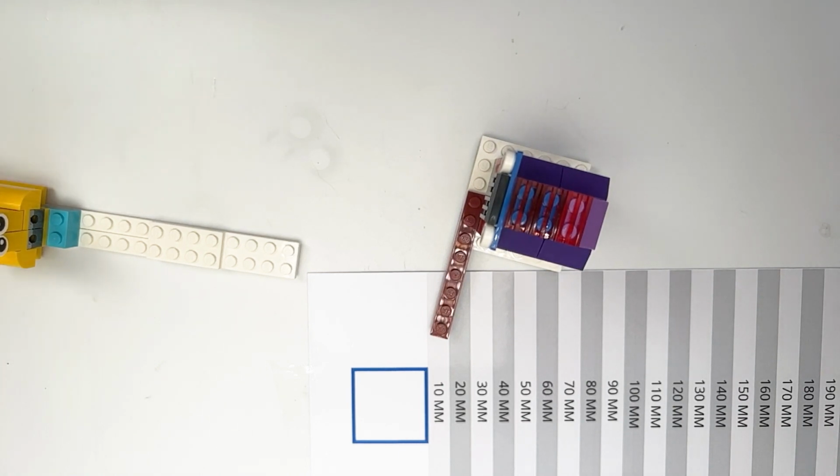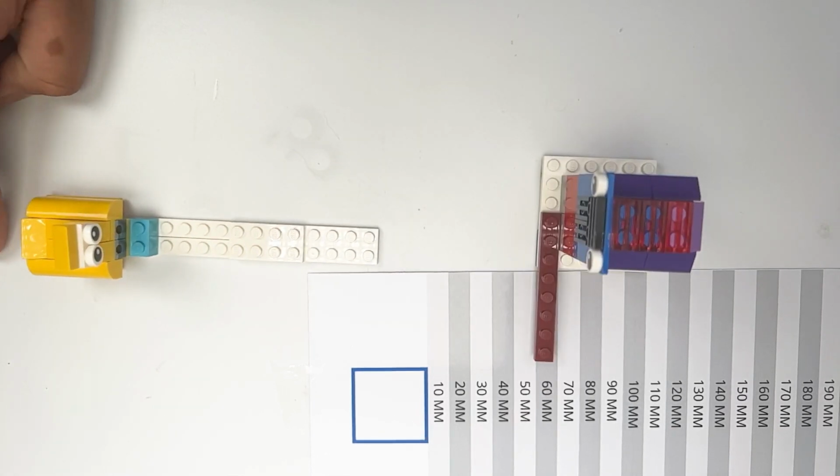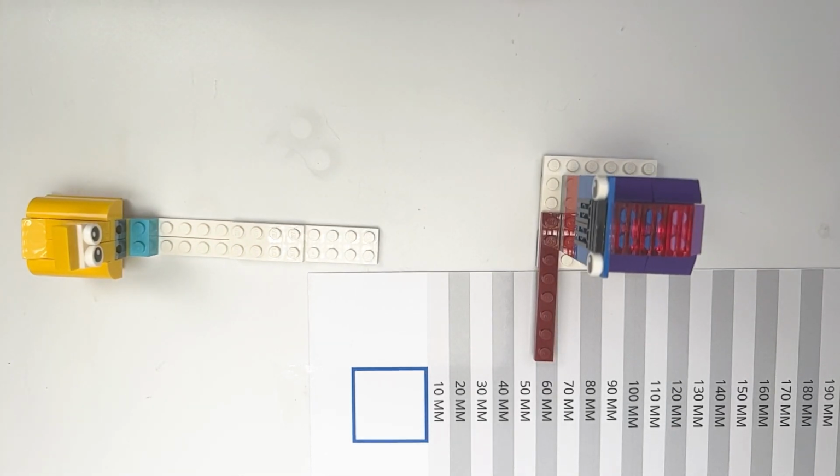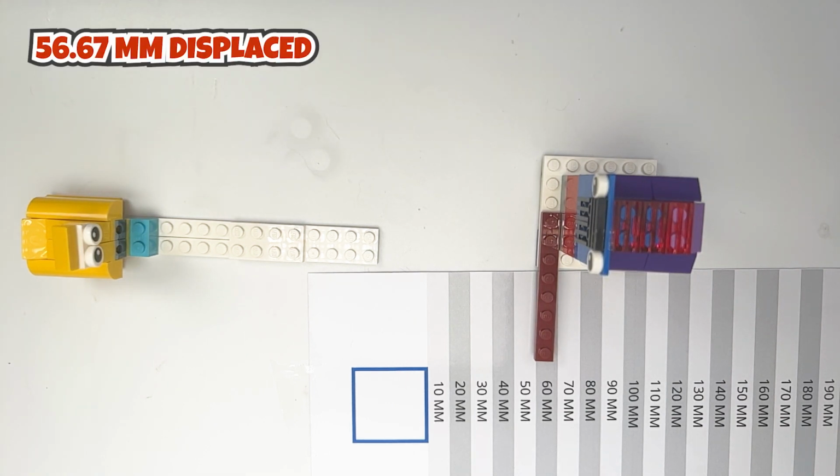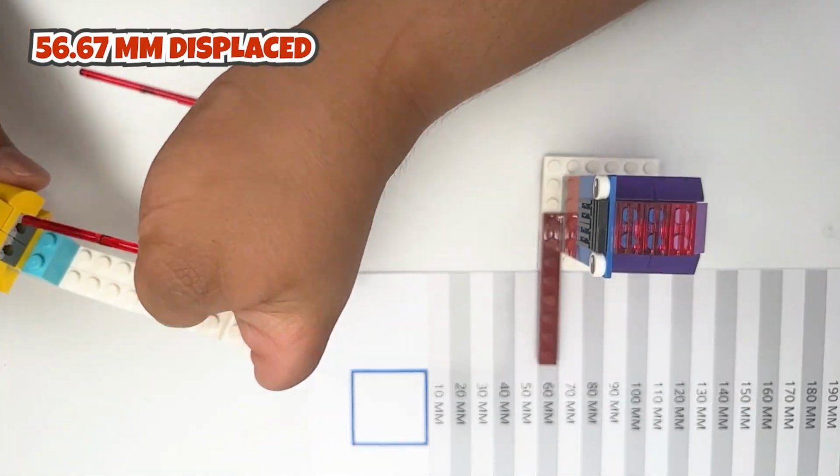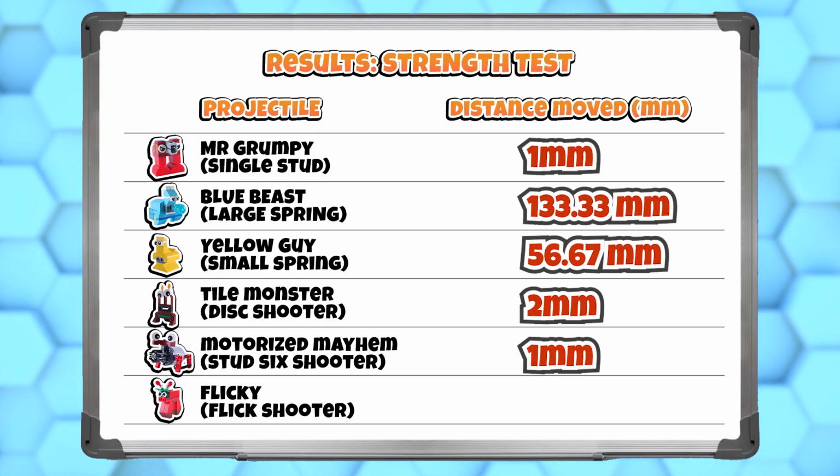Better than zero, but not by a lot. It seems a single small spring shooter is not very strong, but how about two? And this is an unexpected outcome. We doubled the number of spring shooters, but instead of getting twice the amount of displacement as we expected, we got more than 10 times the movement. I'll admit I don't have an explanation for this, so if you do know why this did not scale as expected, please leave a comment down below. And here are the results.